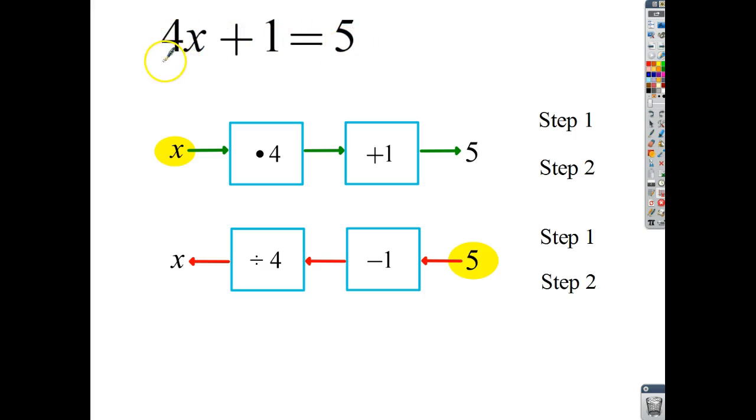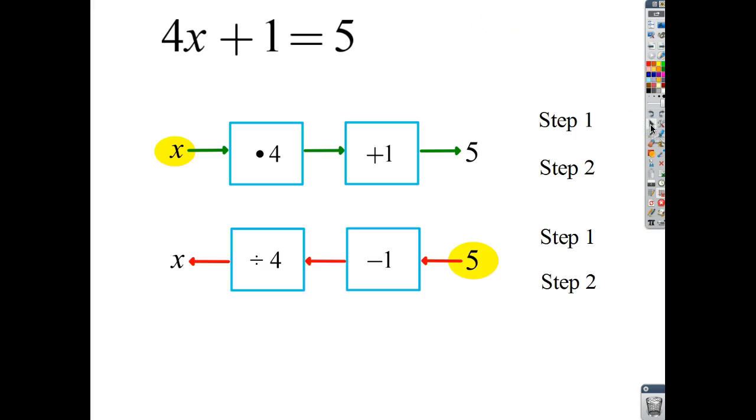Now, this isn't just because I'm going from left to right. Remember, the whole idea here is you have this thing called PEMDAS, please excuse my dear Aunt Sally. Remember, this is parentheses, exponents. You multiply and divide from left to right. We add and subtract from left to right. We do both of these things at the same time.